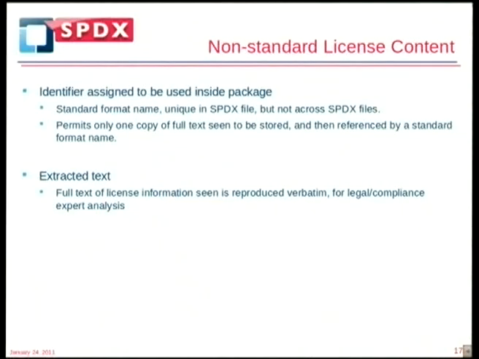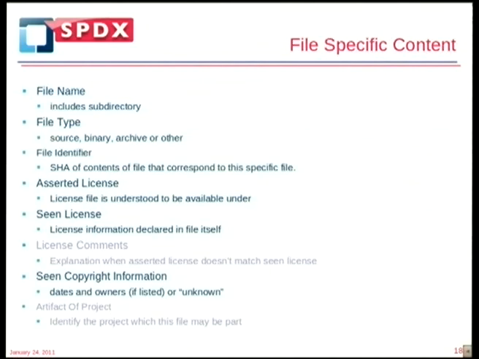For the non-standard licenses, there's a unique identifier, and then the extracted text of whatever you found is what's going to go in that section. And at the file-specific level, again, the name, the type, the SHA of its content, the SHA of itself, and then the asserted license. And this is one of the areas where I was saying the licenses are a little bit interesting.